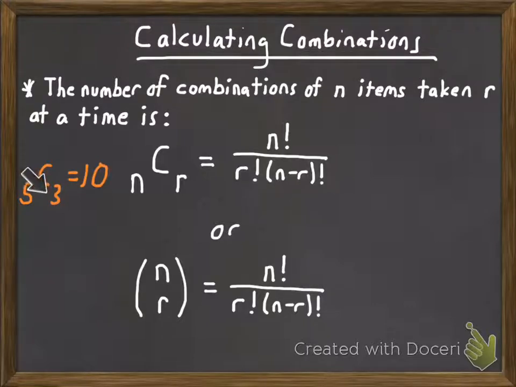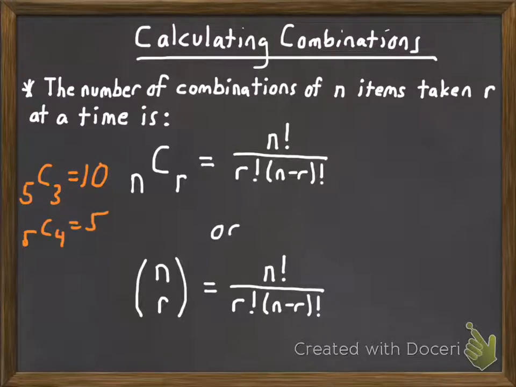Well, a couple different ways. You could say 5 items chosen 3 at a time is equal to 10, or the number of combinations of 5 items that you can make 3 at a time is equal to 10. All right, and then similarly we could have said that 5C4 was equal to 5.